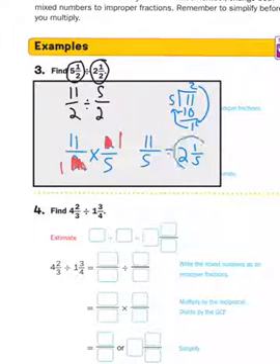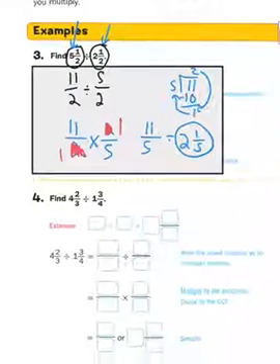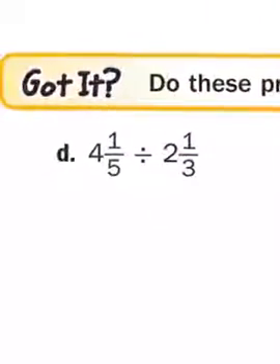So the only thing different in these is make sure both of these mixed numbers become improper fractions, then keep, change, flip. All right, so let's have you try some. Try problem D. Pause the video, restart it when you're ready. Go.